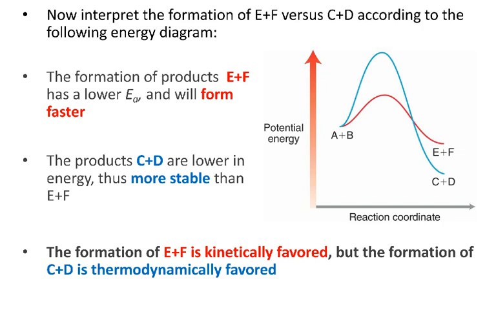So for this reaction, C and D are still lower in energy than E and F. And so C and D are still thermodynamically favored over E and F. But now, in this example, the activation energy for the formation of E and F is lower than the activation energy for the formation of C and D, and so we'll actually form E and F faster. And so, in this case, E and F is kinetically favored, right? But C and D are thermodynamically favored. And so we can control our reaction to favor either C and D or E and F.